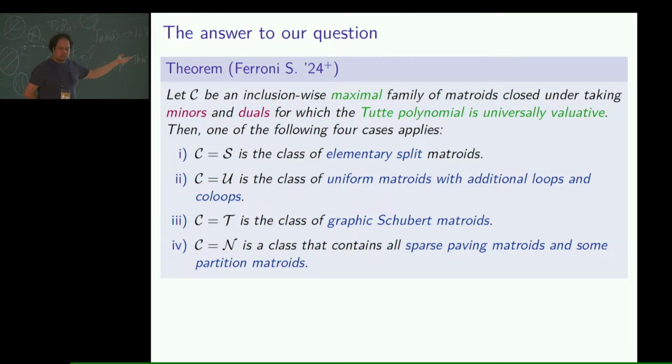So the elementary split matroids are an example, the uniform matroids with additional loops and co-loops, the graphic Schubert matroids, and then this last family with sparse paving matroids and these special partition matroids. Okay, let me use the rest of the time to show you how this proof will work.